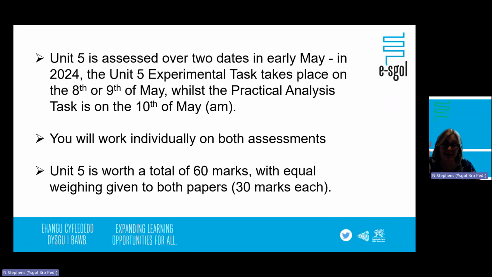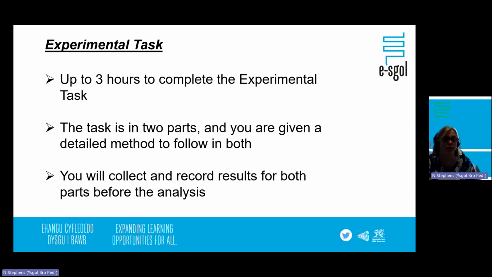You work independently and individually on both those assessments. There will be no group work element that will creep into those. You are doing it on your own and you will have to write them up on your own as well. As for the experimental task itself, you get 3 hours to complete it.